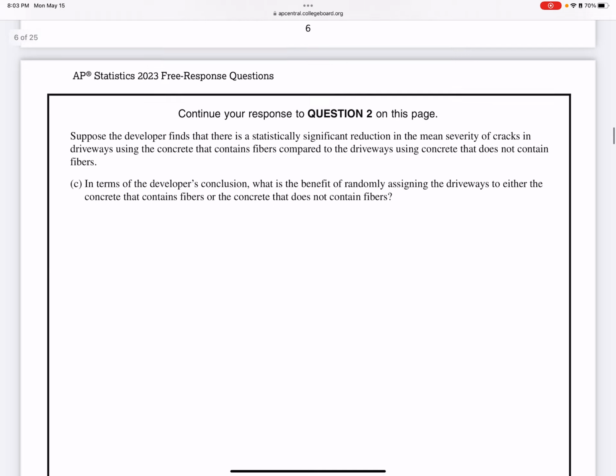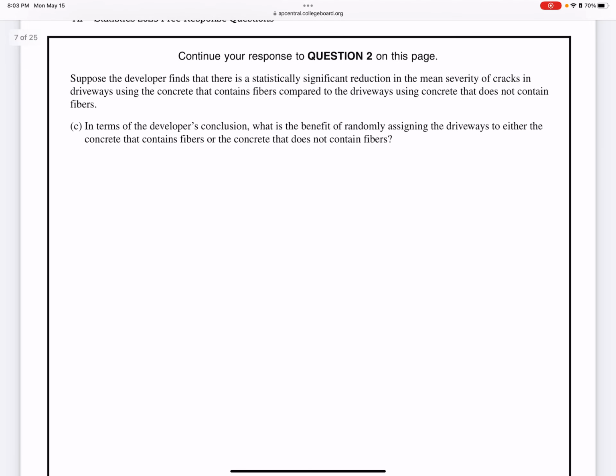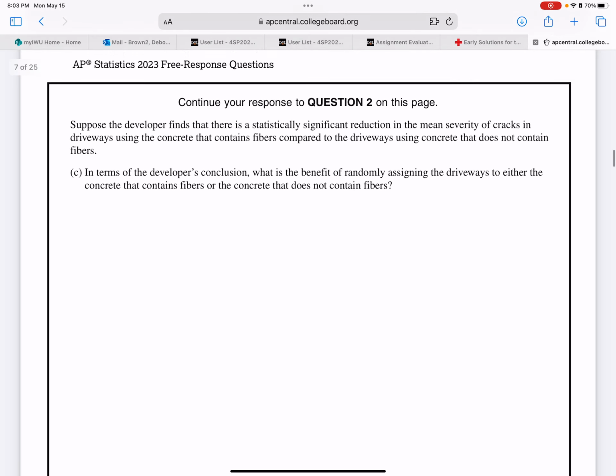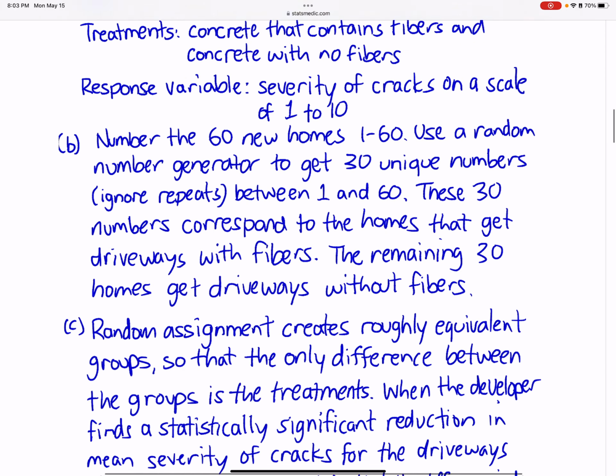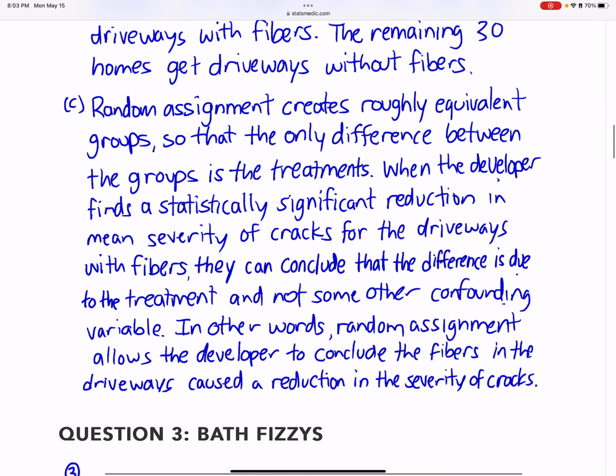All right, so for this next part here, suppose the developer finds we have statistical significant reduction, and then it says in the conclusion, what's the benefit of randomly assigning? So remember, random assignment creates roughly equivalent groups, which means that it reduces bias. And so you have unbiased groups, which means basically the same group. So you could have said that in either way.